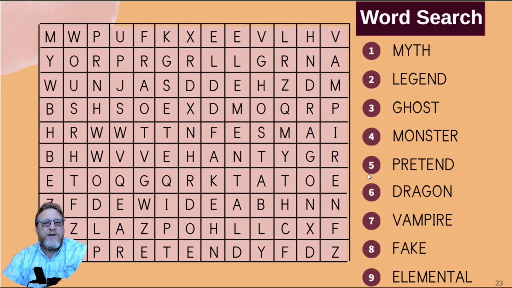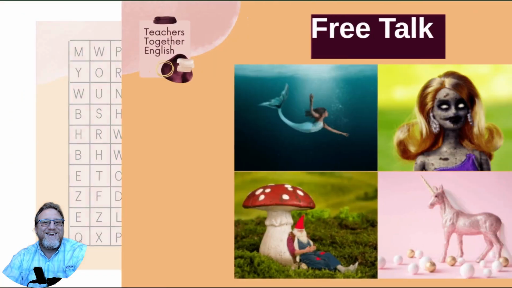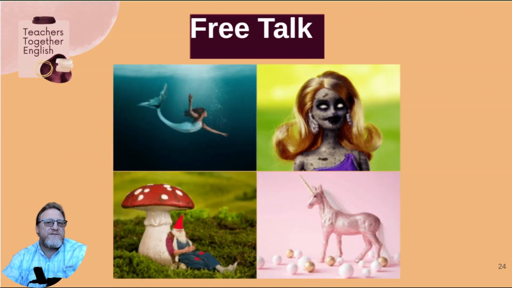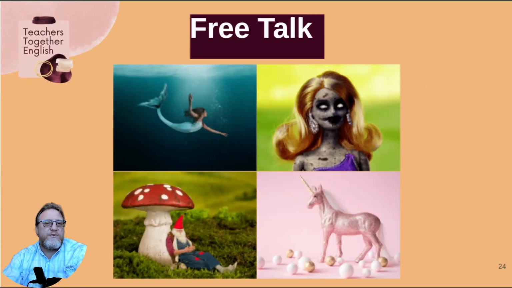Oh, look at that. We have vampire. Now that we found it, we can highlight it. Very good. All right, and at the end, you always have some fun free talk. Give yourself some time to extend. Check the scores. You can download the results and send it to them, and so on and so forth.